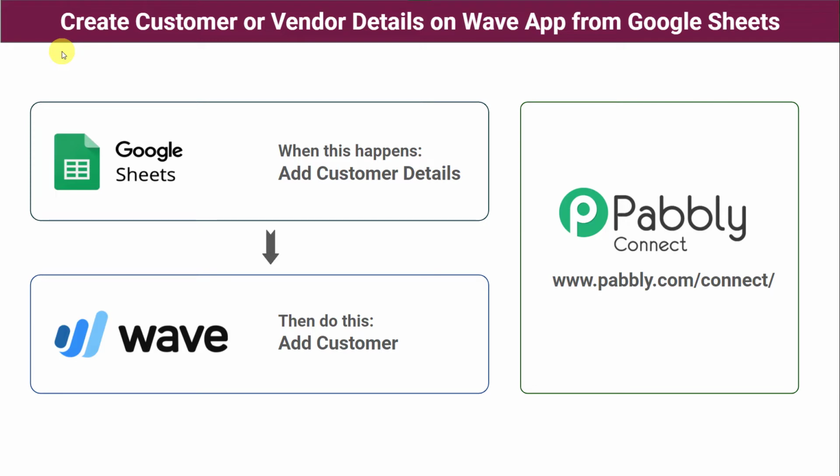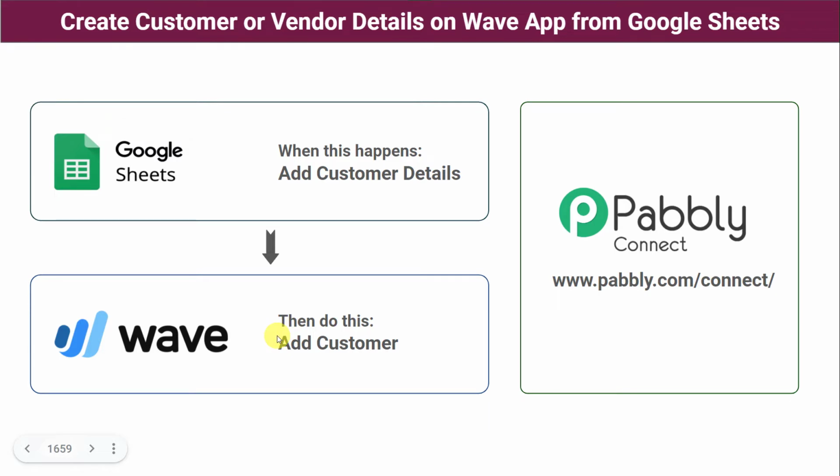So in this video we are going to learn how to create customer or vendor details on Wave app from Google Sheets automatically. So the idea here is that whenever we add the customer details into the Google Sheets, automatically the same customer should be added into the Wave account also.